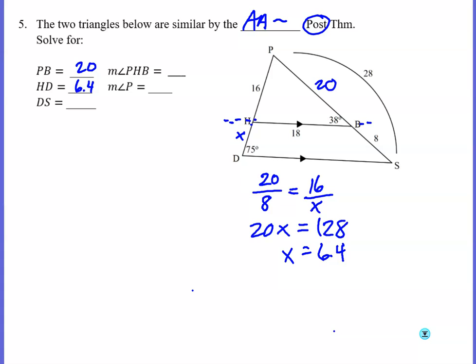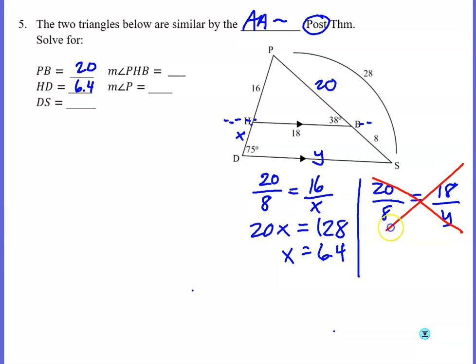Now, this is the part that messes people up. They want DS. DS is this side. This side does not get cut by the parallel line. So you can't just do like 20 over 8 equals 18 over this, which I guess I'll use y for that bottom. So once again, you cannot say 20 is to 8, which is like part over part, equals 18 over y. That's not true. 18 and y are not pieces. They are small triangle, big triangle. You cannot do that. Do not do that.